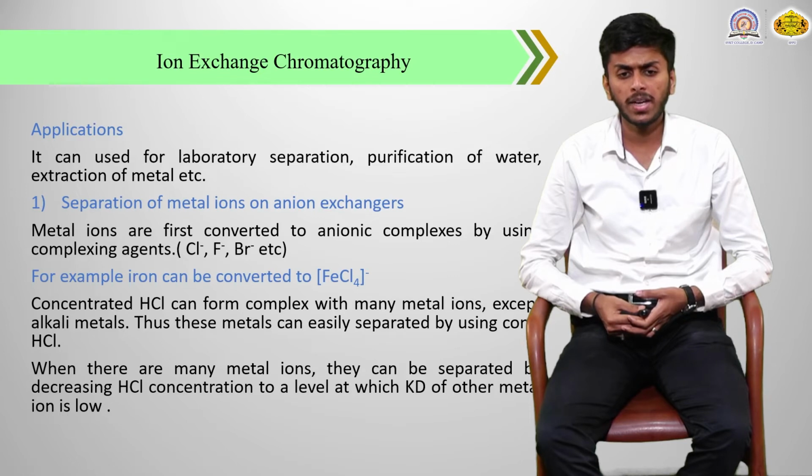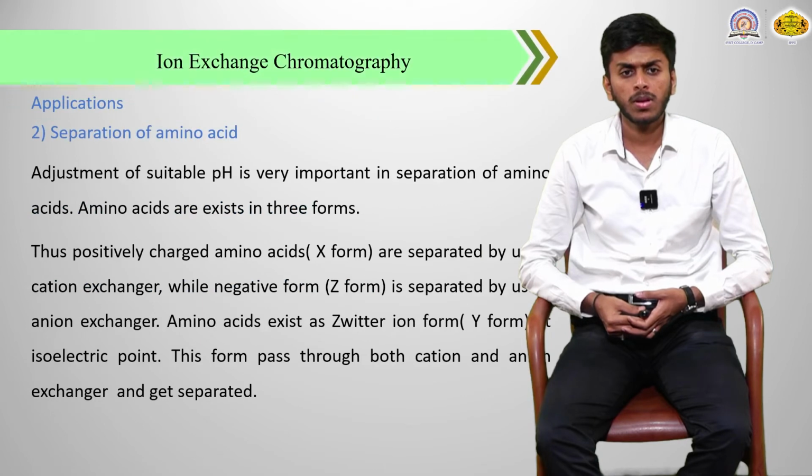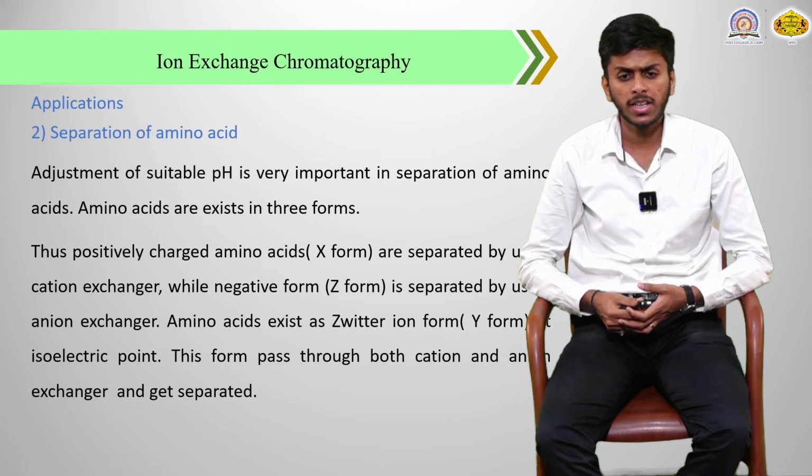When there are many metal ions, they can be separated by decreasing the HCl concentration to a level at which Kd of other metal is low. Now, second application of ion exchange chromatography is separation of amino acids. Adjustment of suitable pH is very important in separation of amino acids. As we know, amino acid exists in three forms. Positively charged amino acids are separated by using a cation exchanger, while negatively charged ones are separated by using an anion exchanger. Amino acid also exists as a zwitterion at isoelectric point.